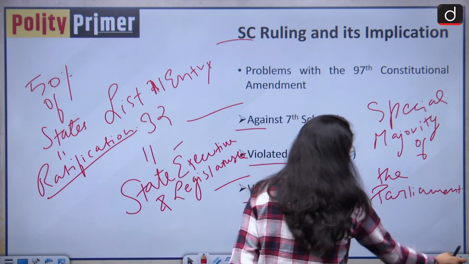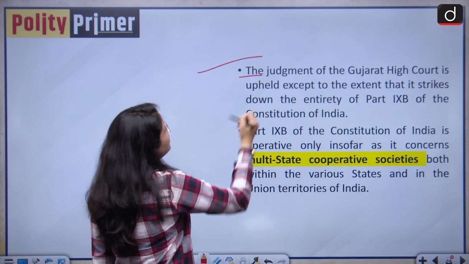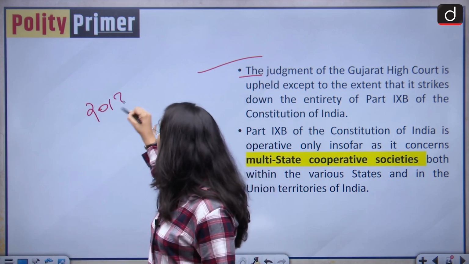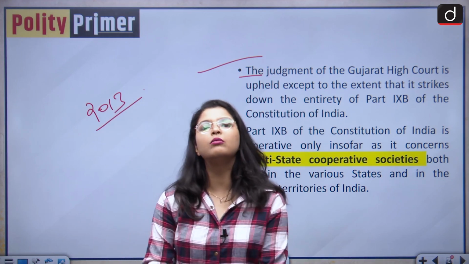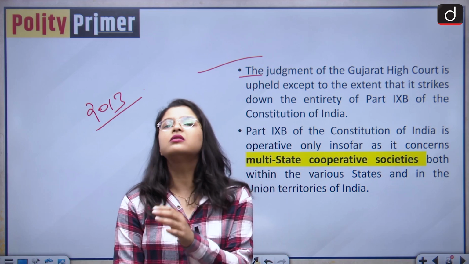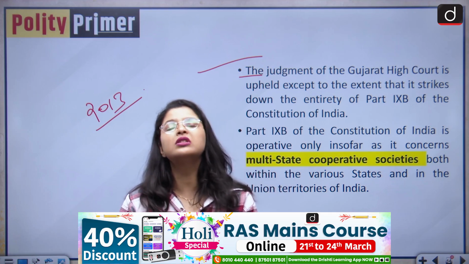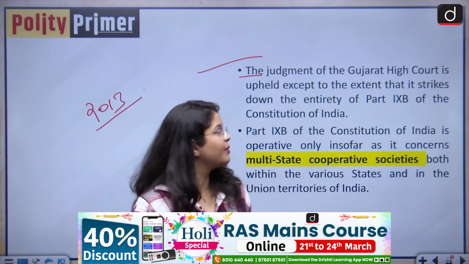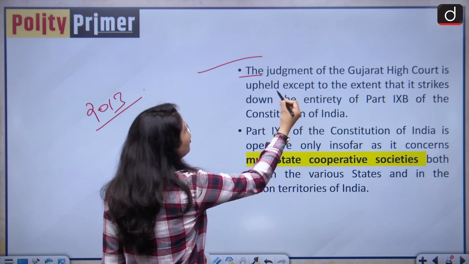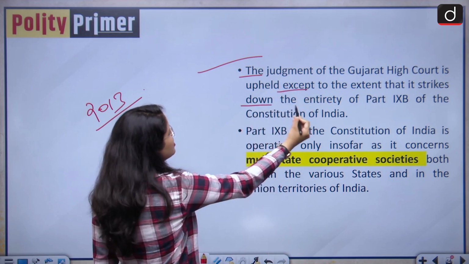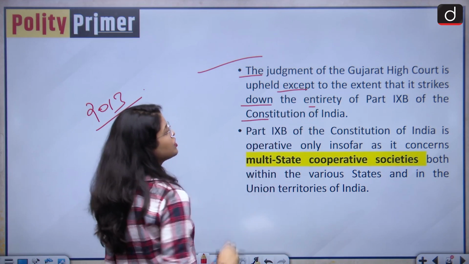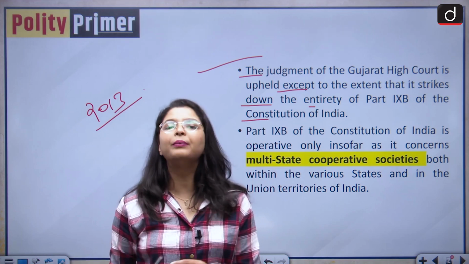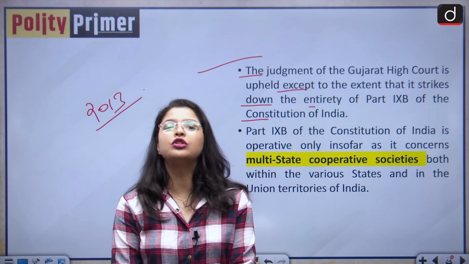Moving forward, the judgment of the Gujarat High Court that was delivered in the year 2013, in which it said that some of the provisions that were inserted through Part 9B in our Indian Constitution were completely unconstitutional in nature because they were against the spirit of federalism, was upheld by the Honorable Supreme Court, except to the extent that it strikes down the entirety of Part 9B of the Constitution of India. So the Gujarat High Court said that the whole Part 9B should be deleted. It was completely and unfairly against the Constitution of India.